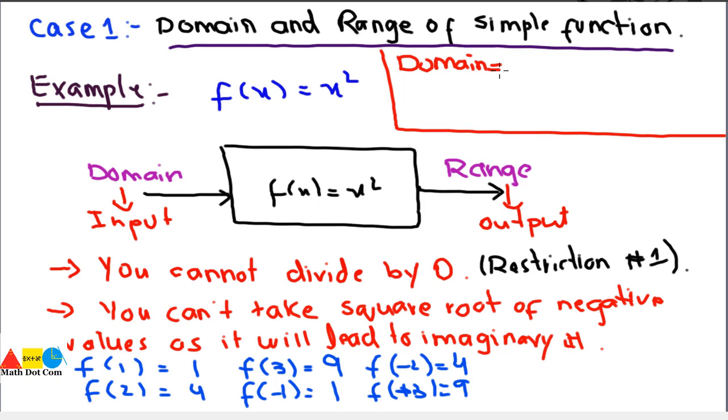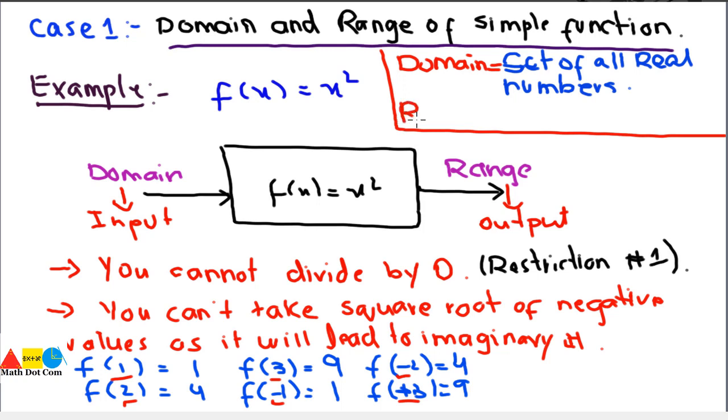So here the value of x is 1, 2, 3. Even I have taken negative values, and we are getting real numbers in the output. It means you can take any value of x. So the domain will be the set of all real numbers. Whenever you can take any value of x, the domain will always be the set of all real numbers. Now what will be the range?